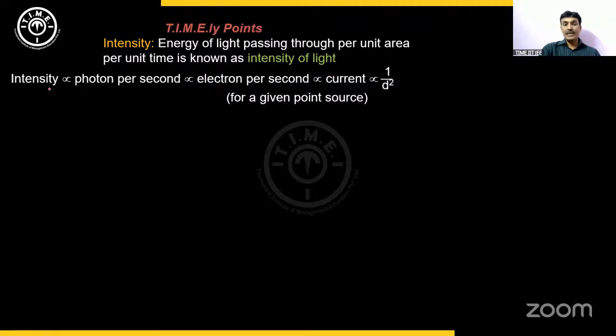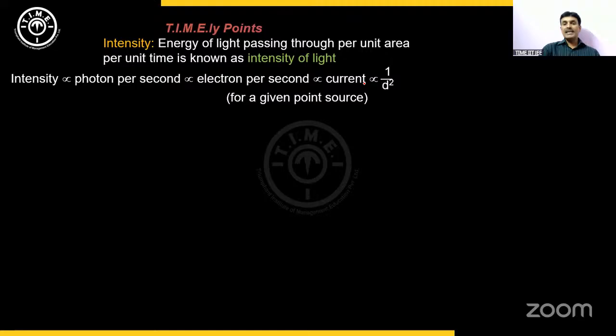Follow this relation carefully. Intensity indicates number of photons. More the number of photons, more is the number of electrons released. Less the number of photons, fewer electrons are released. So photon number and electron number are proportional. I am not saying they are equal. Every single photon may not be able to release an electron, but there is proportionality. More the number of electrons, more is the current. So electron number is directly proportional to the current. That means intensity is related to the current.